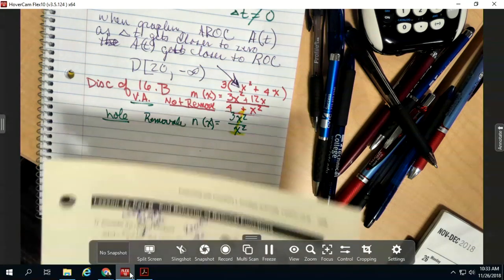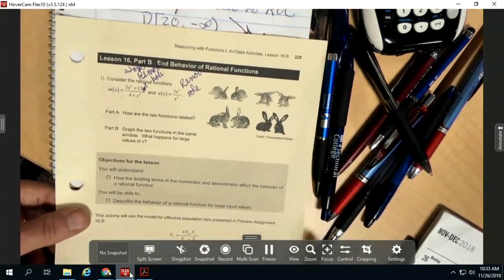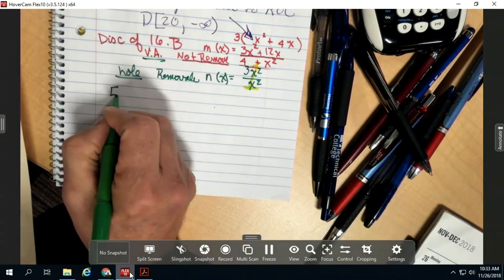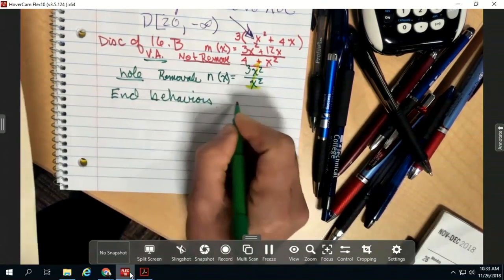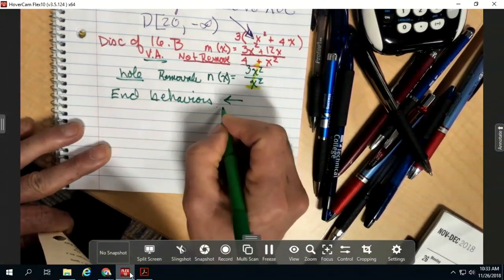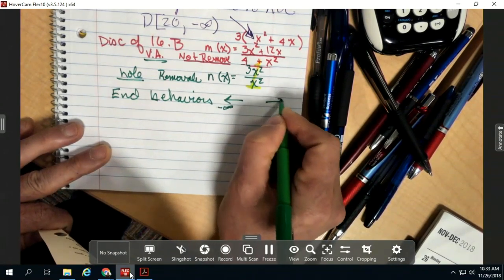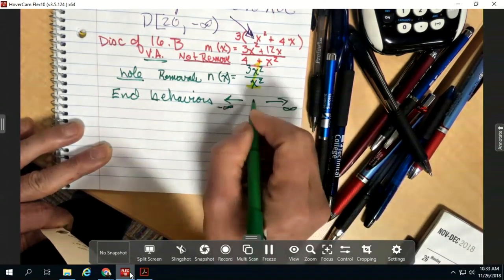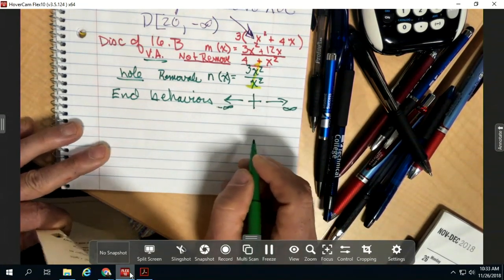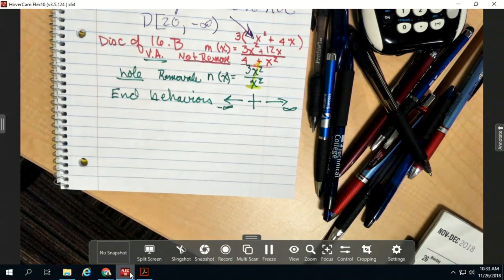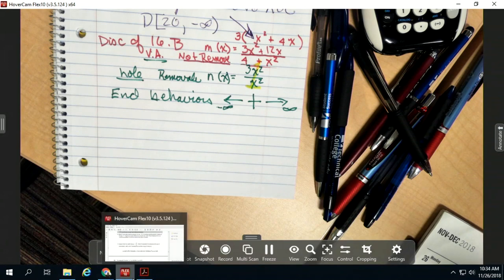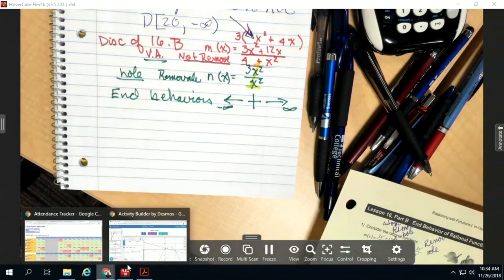But that's not what we're talking about in this lesson. In this lesson, we're talking about the end behavior. Or in other words, as x gets closer to negative infinity, or as x gets closer to positive infinity. So we're not talking about the middle part of the graph, we're talking about the end parts of the graph. How are the two functions related? Well, they both are rational functions. Graph the two in the same window.